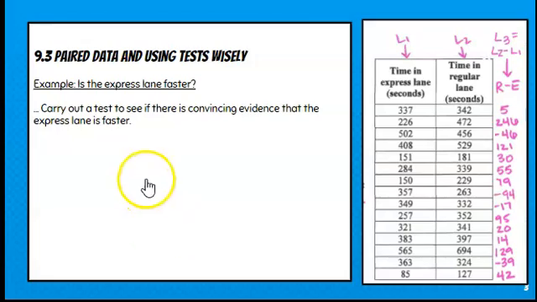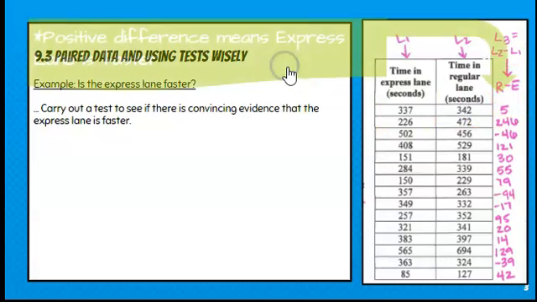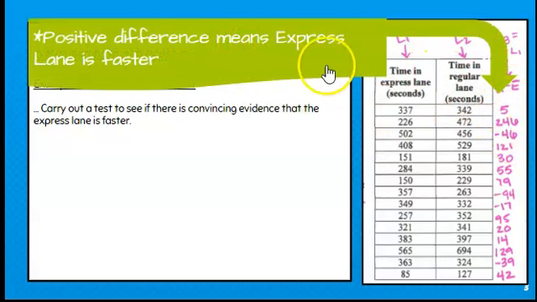So let's look at this. Remember the question says to carry out a test to see if there's convincing evidence that the express lane is faster. Well, how do we know if it's faster? We did regular minus express lane, right? If the express lane is faster, we're going to have a positive difference because we did regular minus express. If express is lower than regular, then we should have a positive difference. Some of ours are positive, some of them are negative. So do we have enough evidence to say that it really is faster to use the express lane? We're going to run the test on these numbers right here.